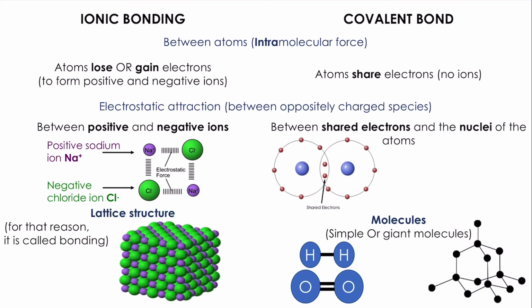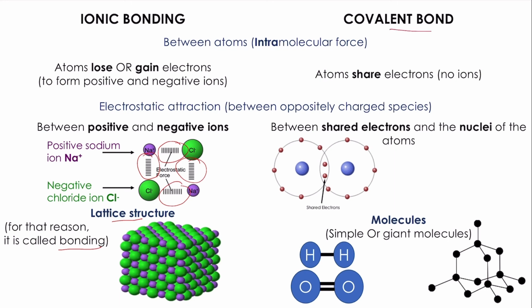After that, we have to realize that in the ionic bonding, the structure is called lattice structure. We don't have molecules. Ionic bonding is, as you can see here, electrostatic attraction between positive and negative ions, and this is making what we call crystal lattice structure. For that reason, we call the type of bonds that are formed between positive and negative ions ionic bonding, because we have a giant lattice structure.